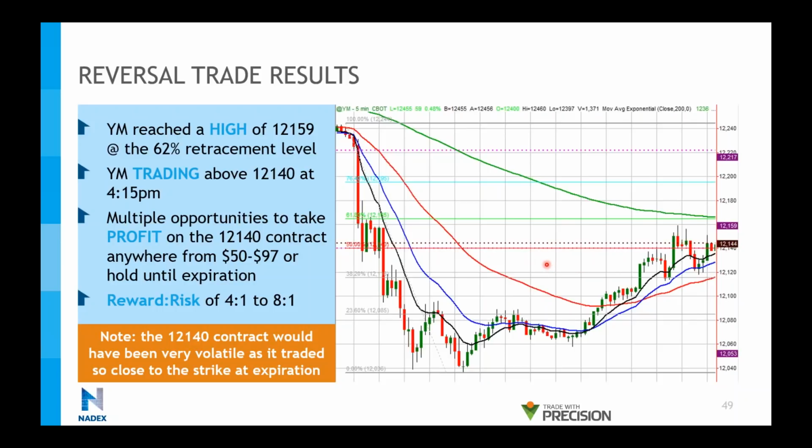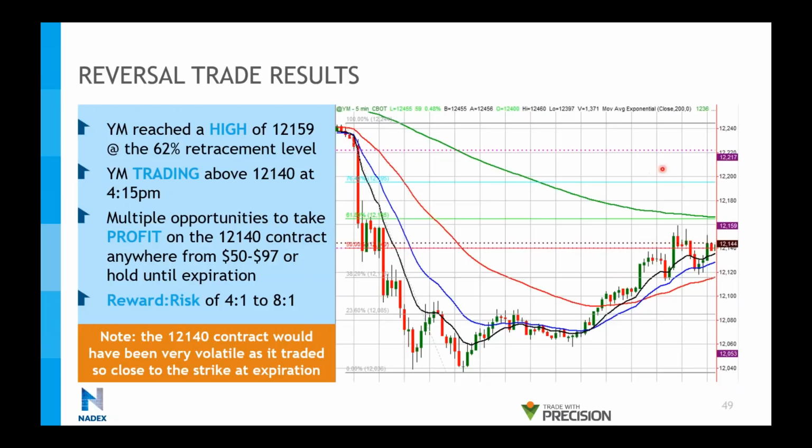Either way, you have risked about $12, and even if it's trading at 50, this is already around about a 4-to-1 reward to risk ratio on that trade. So this on its own would have made that a very rewarding trade decision and contract selection. Reward to risk on that trade 4-to-1 to 8-to-1.